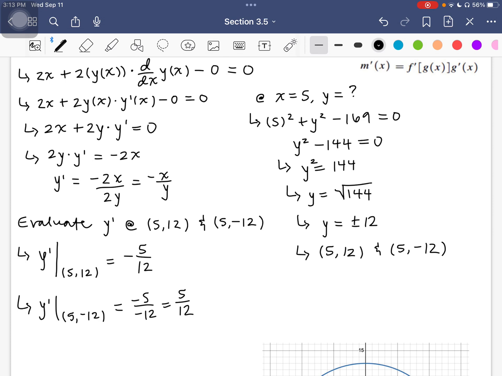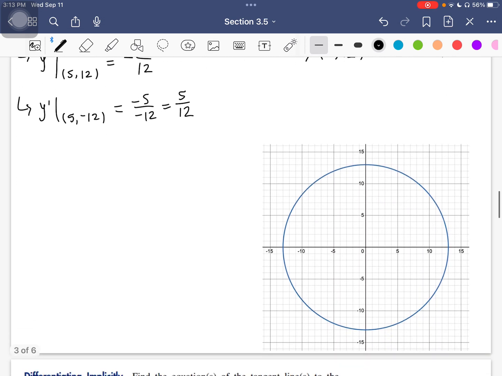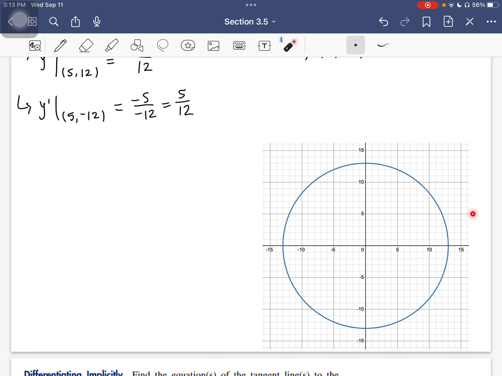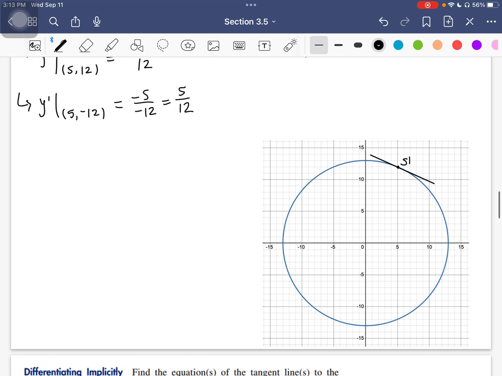All right, and then here in the left-hand corner is a graph of our function, and so we have a circle here. So it makes sense that at 5 we would get 2 values for y. And so we just found that at 5, at this point right here, the slope of our tangent line, so our line will look something like this, is 5/12. And then our second point, so at negative 12 down here, the slope of our tangent line is negative 5/12.